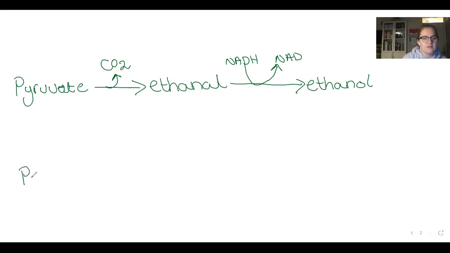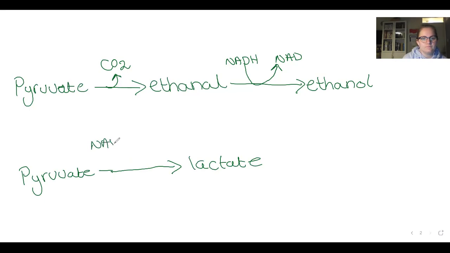if we're making lactate, pyruvate can become lactate. Oops, I might need a bigger arrow. Lactate, by being oxidized. And that is the process of what then happens, and then anaerobic respiration stops there.